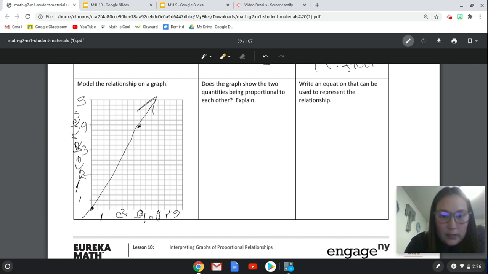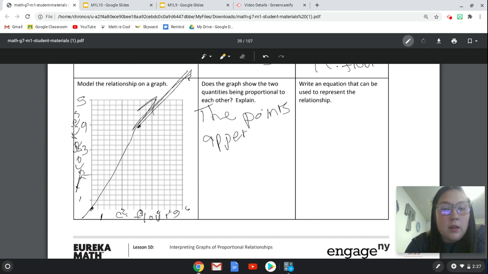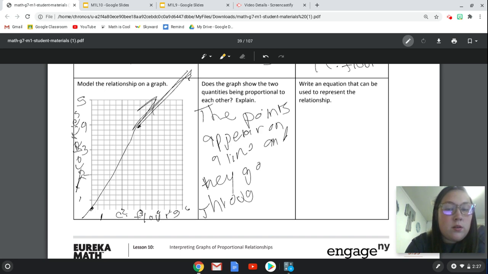I could also do if there were 6 cups of flour, it's just a little outside of here, that you would have 8 dozen cookies, but I just didn't make my graph big enough for that. So keep extending. So does the graph show 2 quantities being proportional to each other? It does, because the points appear on a line, and they go through 0, 0.